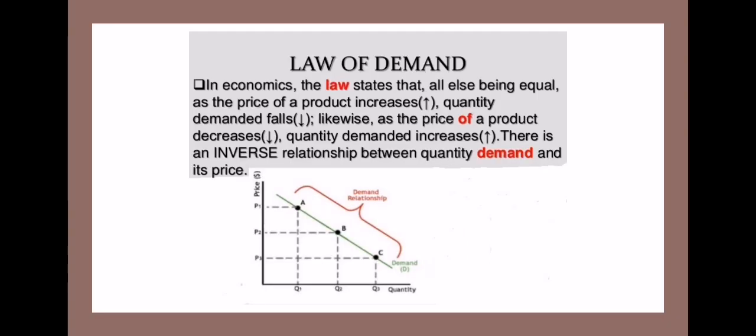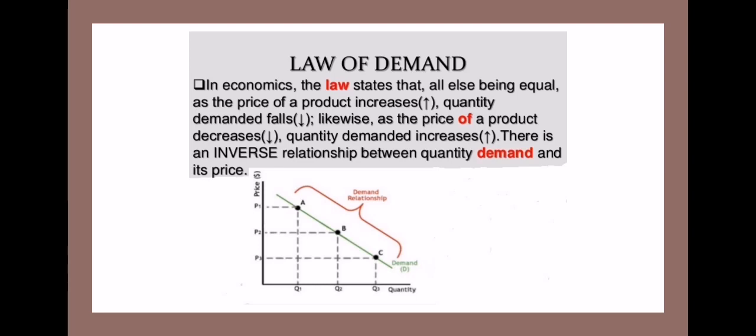Right, next we have the law of demand. The law of demand states that everything else being equal, that is the determinants of demand being equal, when the price of the product increases, quantity demanded falls, or when the price of the product falls, quantity demanded increases. Basically, the law of demand states there is an inverse relationship between quantity demanded and price when all other factors are held constant.